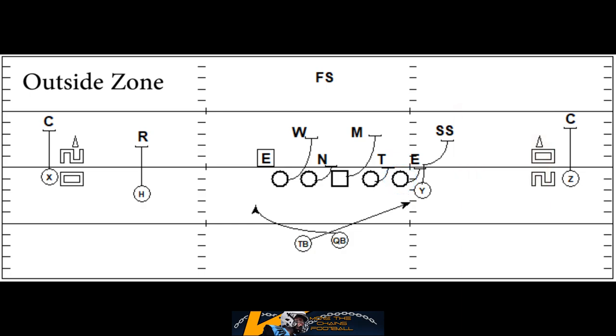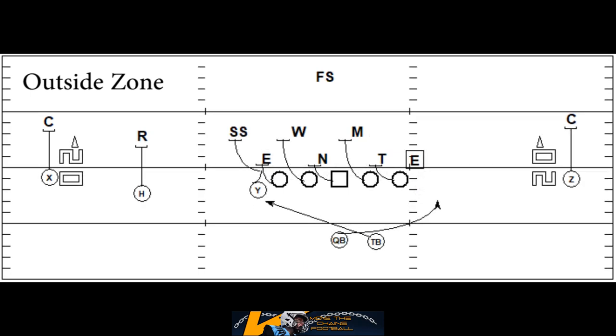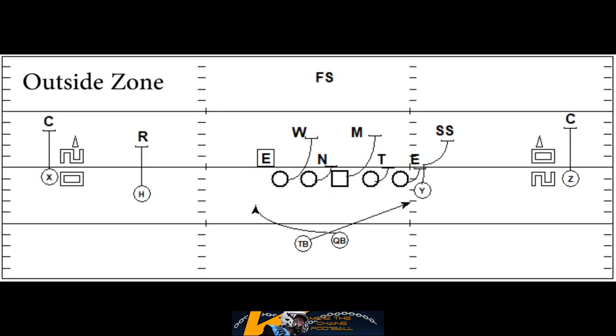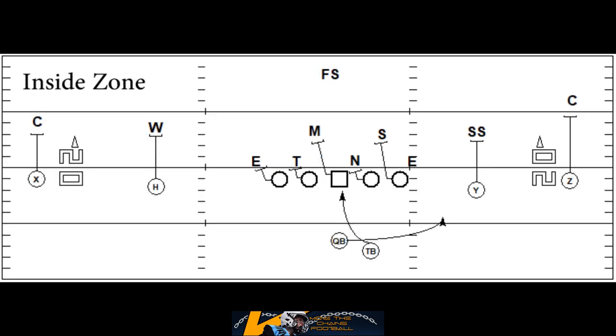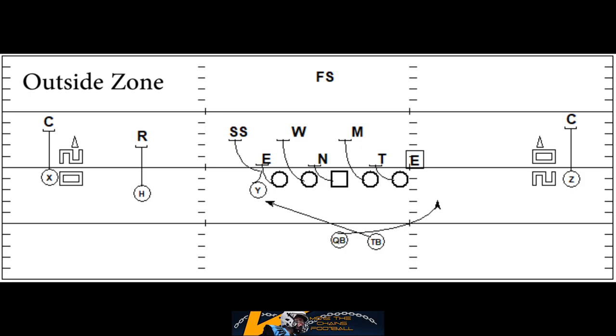So, if the offense is running outside zone right, the running back will start on the left. If the offense is running outside zone left, then the running back will start on the right. Which means that if we were either running inside zone right or outside zone right, the running back would still line up on the left. Or if we were running inside zone left or outside zone left, the running back would line up on the right.